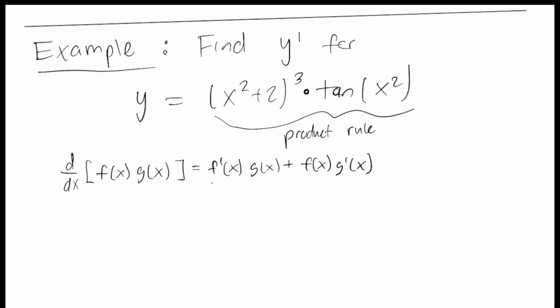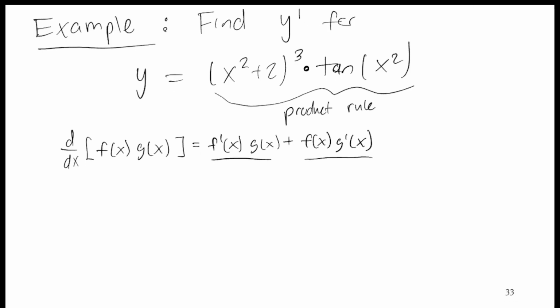But the product rule says, hey, you take the derivative of the first function times the second, plus the first function times the derivative of the second. Okay, and then you add those two up. That's the product rule. And so we'll apply that here. My f of x is (x squared plus 2) cubed. My g of x is tan of x squared.